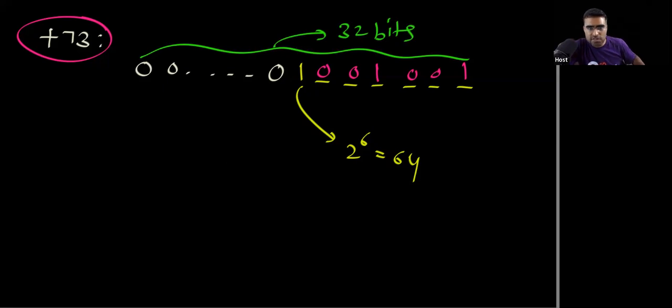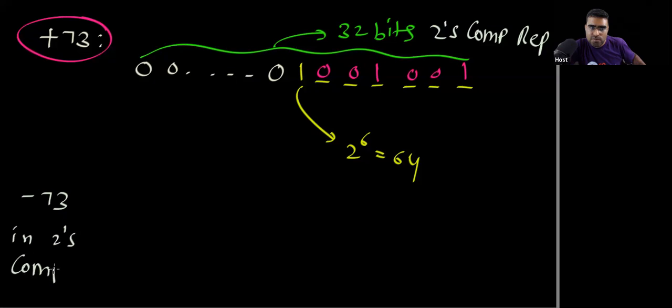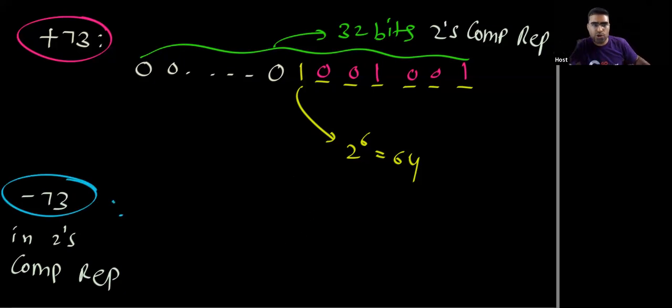Okay. So in 32 bits, your plus 73 is this. So tell me, what will be your minus 73 in 32 bits 2's complement representation? Now you tell me what will be minus 73 in 2's complement representation. What will that be? So for that, what do you need to do?